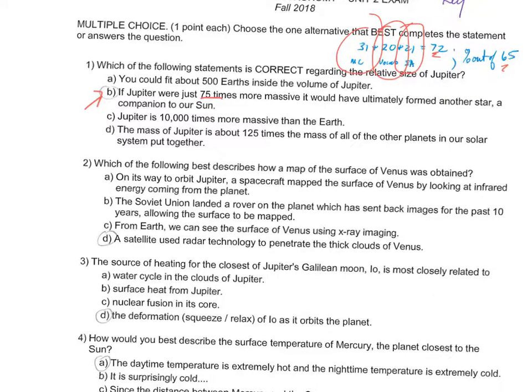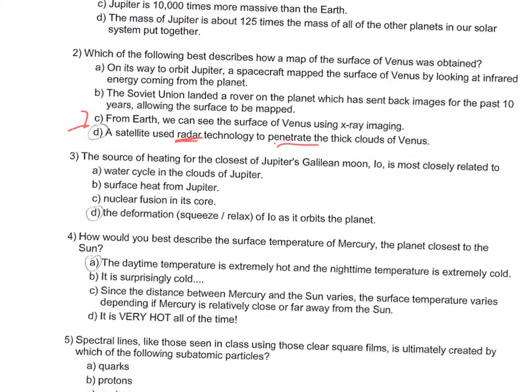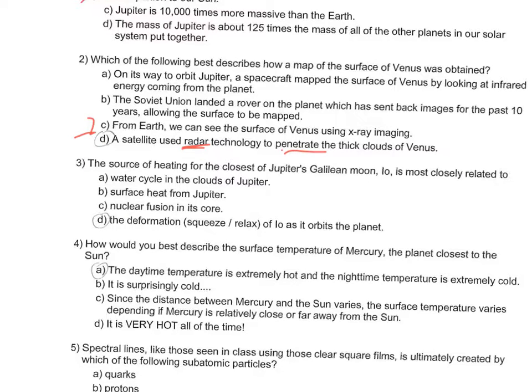Question number 2, how do we know what the surface of Venus was like? The best answer there is D, that we used radar technology because we can't actually see the surface of Venus, but we can penetrate the thick clouds using radar and look at what we call reflectivity. Question 3, what's the source of heat for the Galilean moon Io, which is so warm and has volcanic activity? As Io orbits the planet Jupiter, it is elongated and squished, and that heats up the cute little moon.